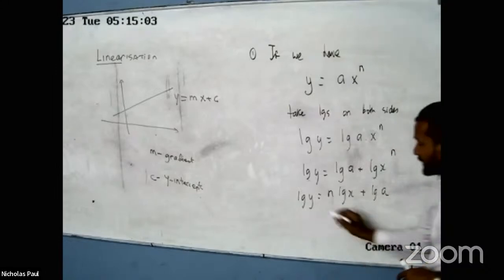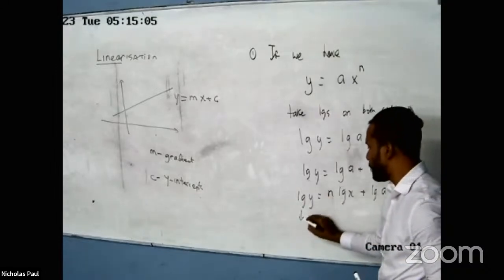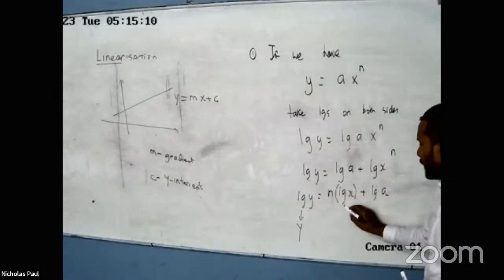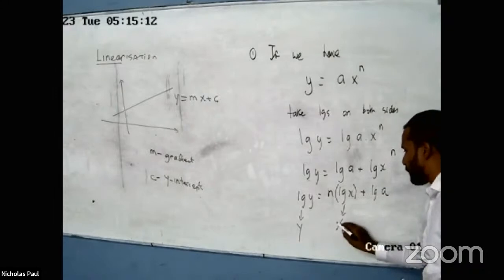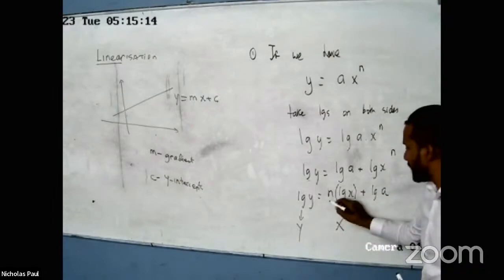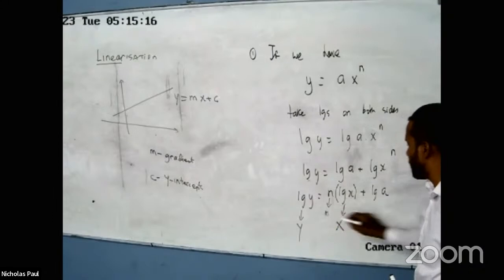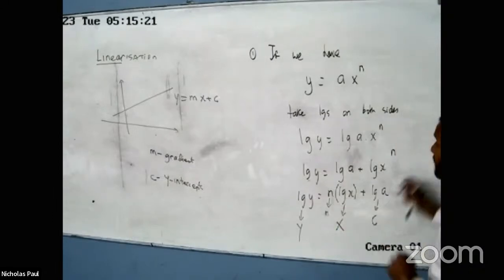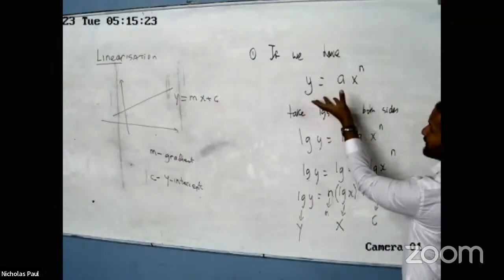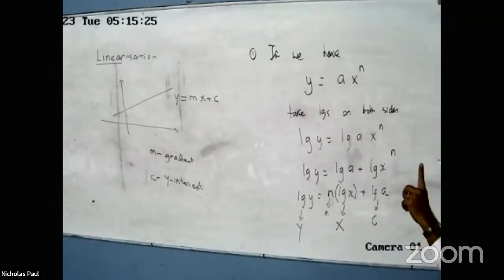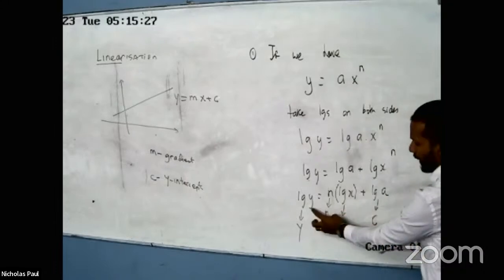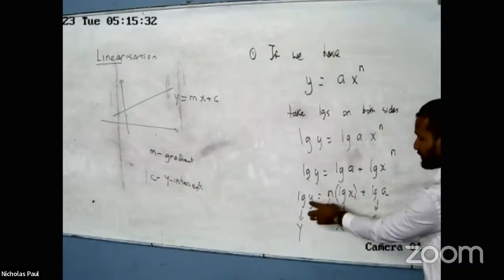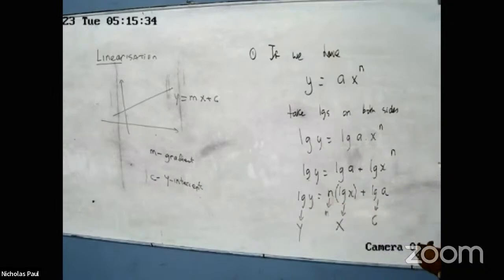This here has your y, so this becomes a new y. This here has all the x values, so that becomes a new x. This here becomes the gradient. This here becomes the y-intercept. So if I give you values of y and x and you attempt to plot that, you will get a curve. Now, if you take your y values and x values and put them in here, and you sketch this, that'll be a straight line.